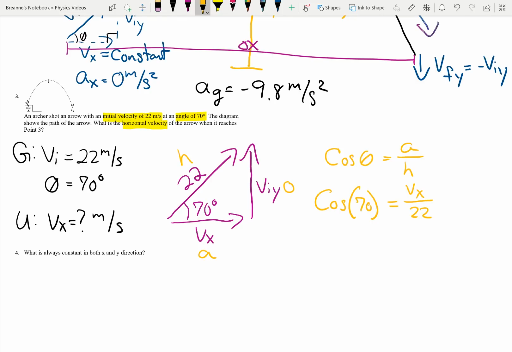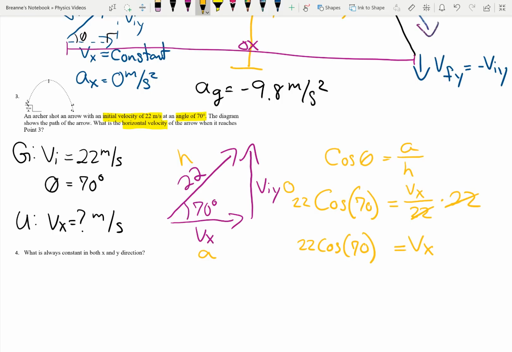We need our Vx by itself, so it's being divided. The opposite of divide is multiply. What we do to one side, we have to do to the other. That cancels out. So we get our Vx is 22 cosine of 70. Now again, we're not going to have enough graphing calculators per student. So for this one, I would definitely raise your hand and get a graphing calculator. The first thing you need to do is make sure it's in degrees mode.